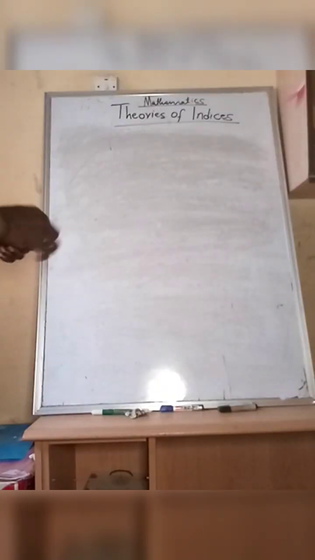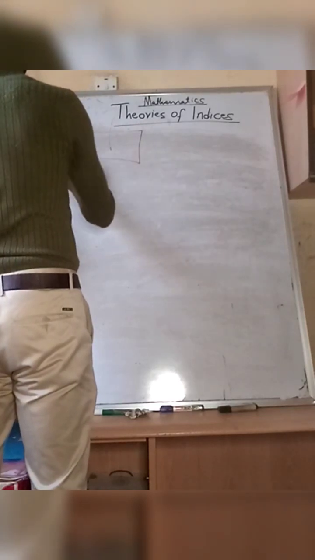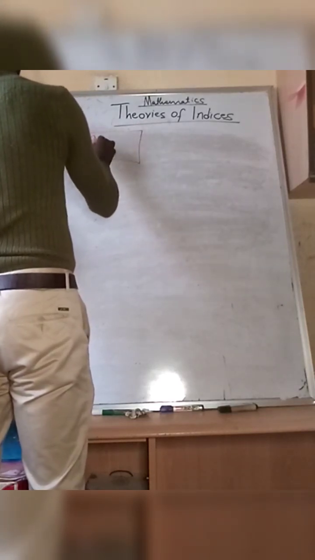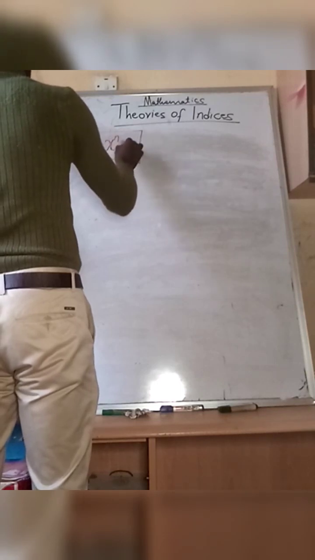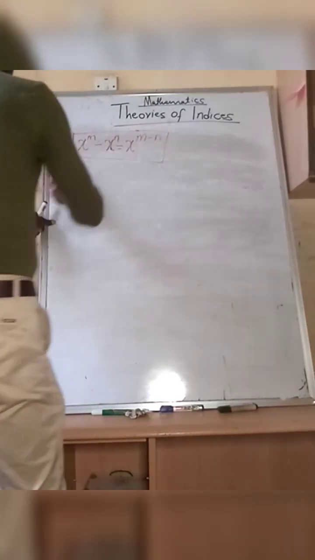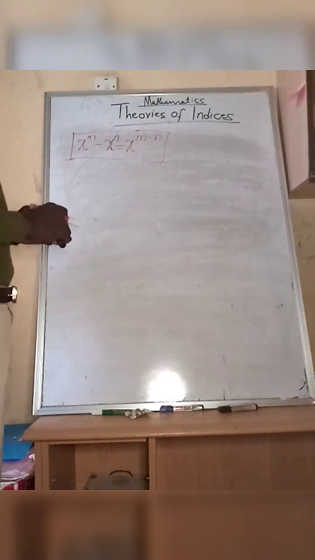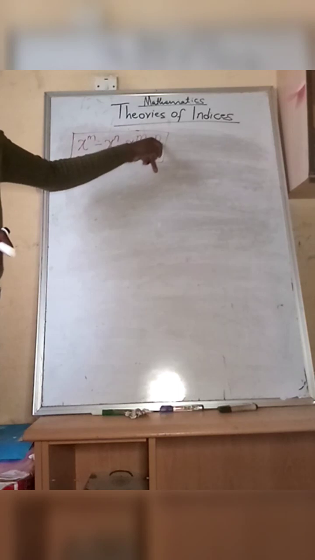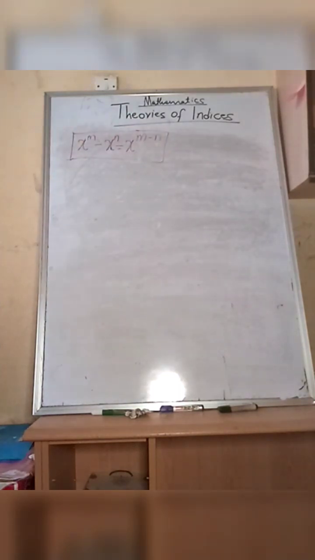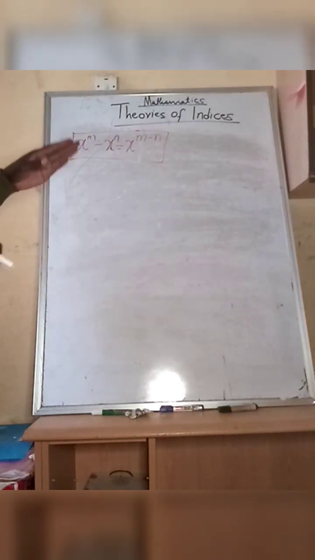Now, the second law that we just discussed, which I call the division law, that is x raised to the power m divided by x raised to the power n is equal to x raised to the power m minus n. The question that will readily come to mind is, would it always be that m will be greater than n? That is one. Or is it not possible for m and n to be equal? Let's first address the scenario where m and n are equal.